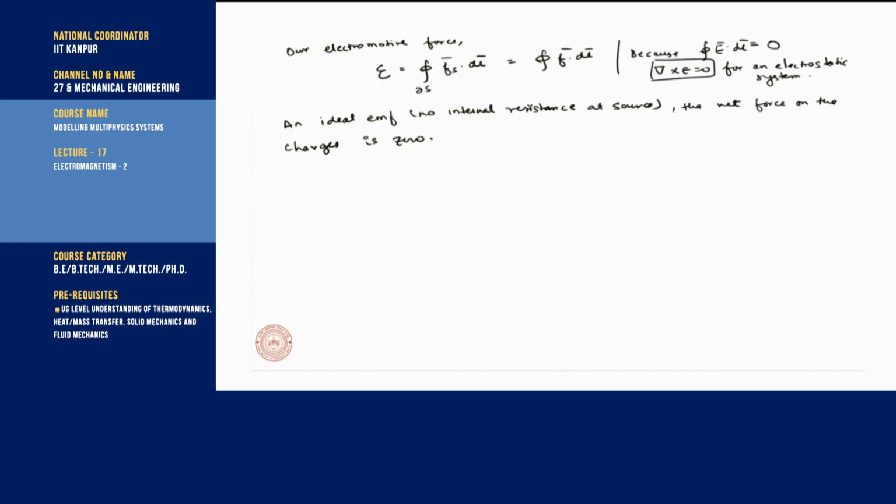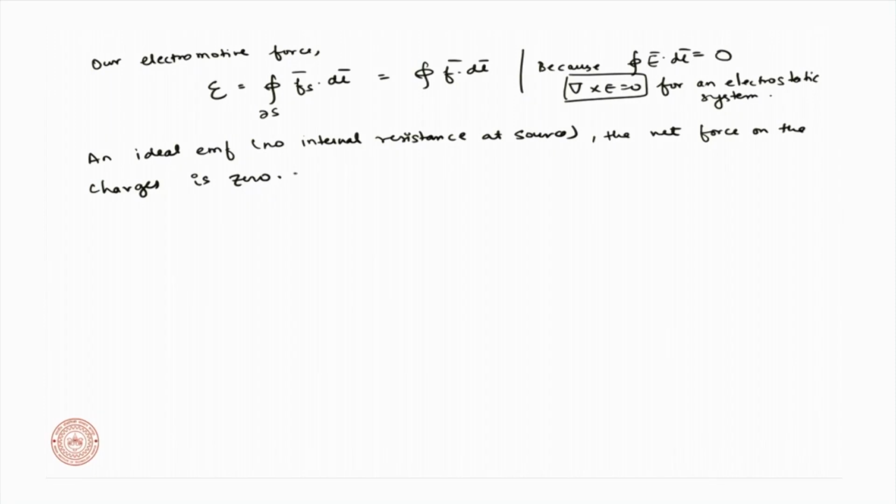Okay. So, if there is no internal resistance, that means that we have a superconducting material, then our conductivity is infinity or resistivity is 0. Right. In that case, we have seen that the net current that will flow will become infinite immediately, and therefore, there is nothing to resist that motion. There is no R, and therefore, for an ideal EMF, the net force acting on the charges is 0. So, the charges can flow freely. There is no force acting on them.